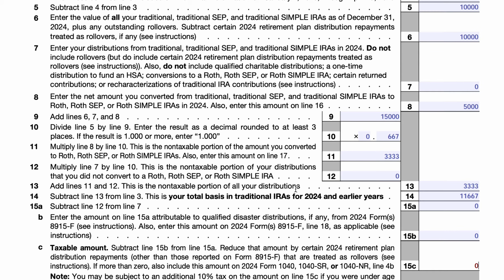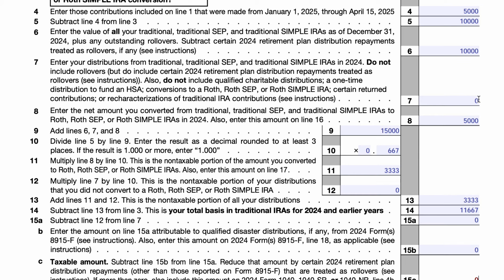Let's change this up a little bit, and let's just say that we did have $2,000 worth of distributions. How would that affect the equation? So let's imagine that we still had a $5,000 Roth conversion. We would add all of this together. So that becomes $17,000. We would then divide this by the 10,000. And I'll have to go offline to do the real quick math.